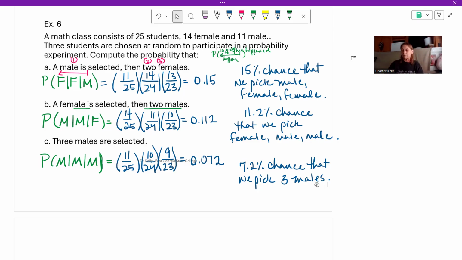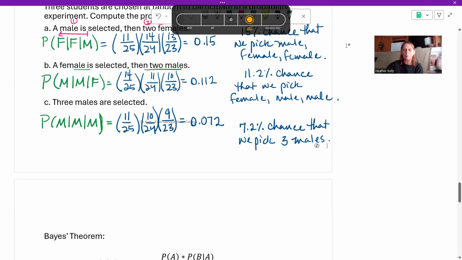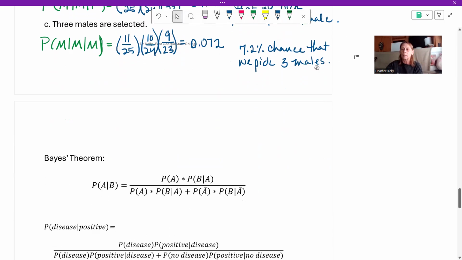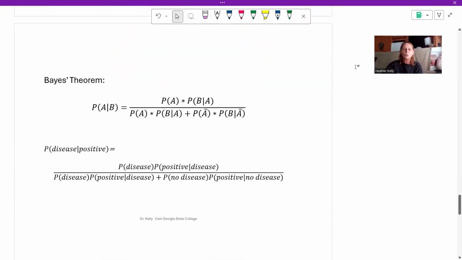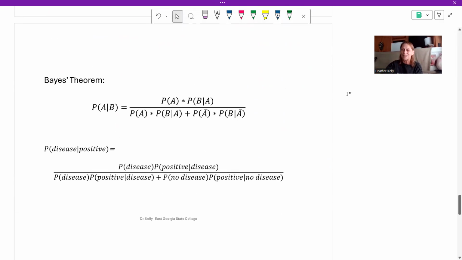Let's talk about something called the Bayes theorem. And this is something that is practical. It seems impractical, but it's very practical and it is commonly used in the medical field. I know many of you are pursuing nursing degrees and such, so you'll certainly see this again. Now, do not freak out. This looks very scary. Please don't be too scared.